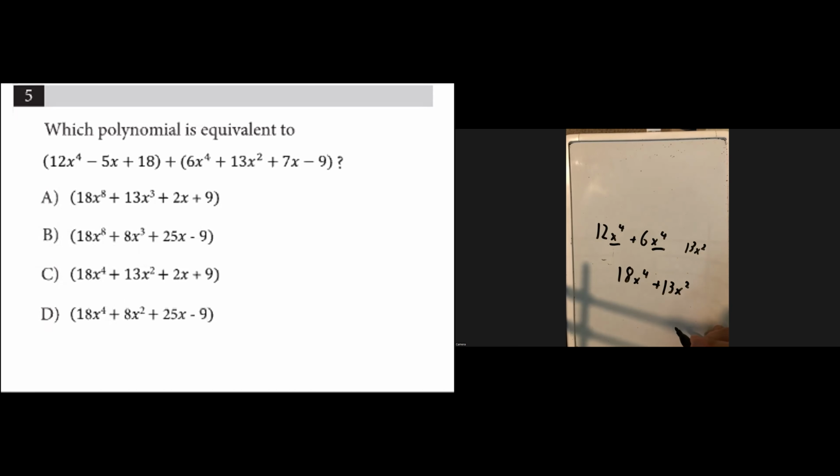And then after that, we have to look at x. So we have negative 5x. And on the other side, we have positive 7x, which gets us 2x, so plus 2x. And last one, we have plus 18, and we have minus 9, which is just plus 9. Which is answer choice C.